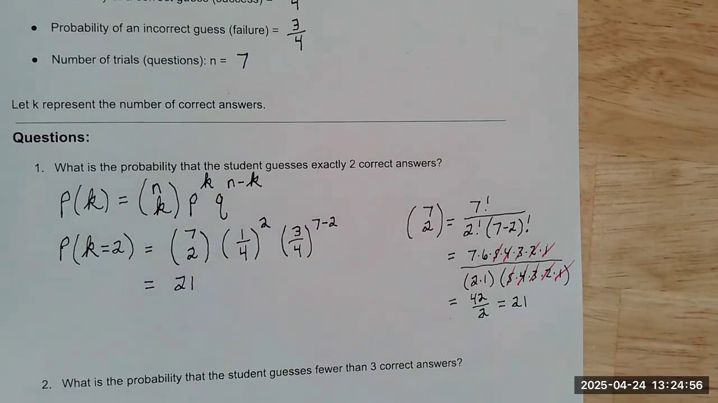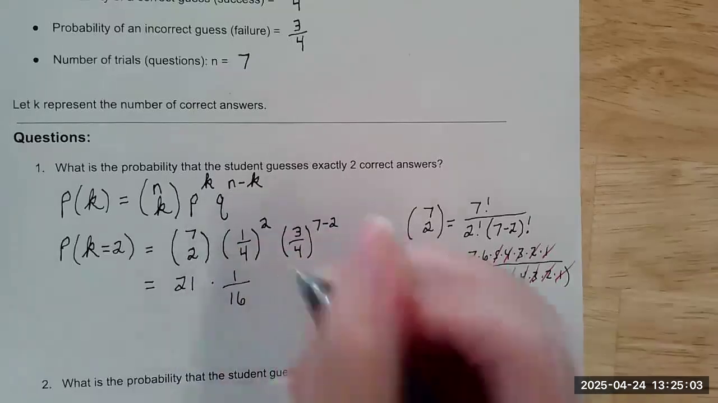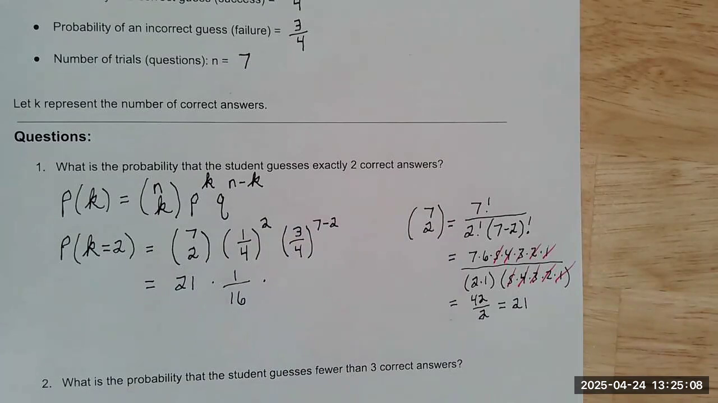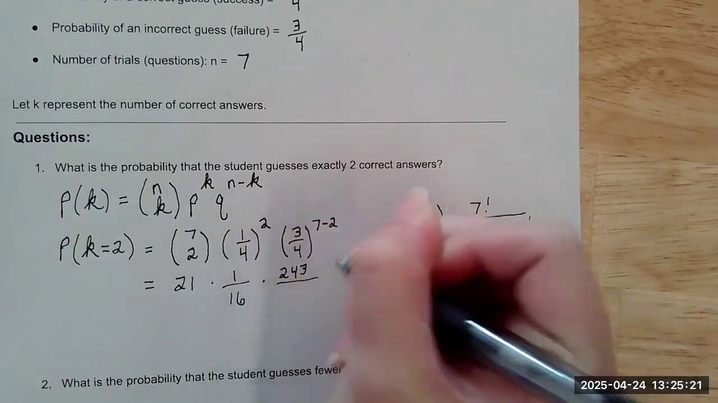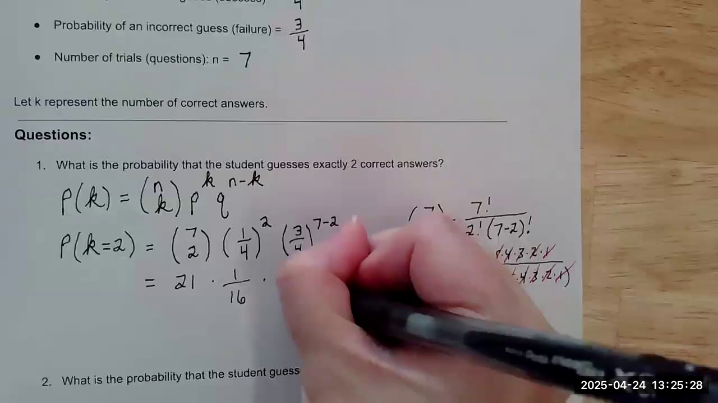Times 1/4 squared, that's 1/4 times 1/4, so that'd be 1/16. And then times 3/4 to the 5th power. 3/4 to the 5th power means we've got 3 to the 5th power, which is 243 in the top. And we have 4 to the 5th power in the bottom, which is 1024.